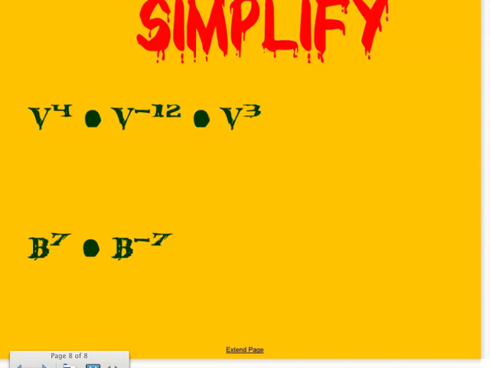All right, again, go ahead and try and combine these exponents and simplify it down as much as you can. And then we'll go over the correct answers.